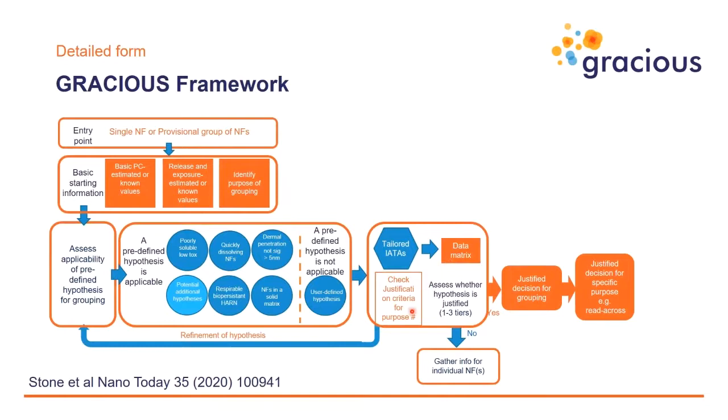The purpose defines the level of detail and certainty within the data matrix of the information that you have, and this impacts on the number of tiers that you might include within that data matrix for any of the specific endpoints measured. Once you have your data matrix, you can then assess the similarity of your nanoform members within the group, and then either decide to accept your grouping hypothesis, to refine your hypothesis, or to assess risk on a case-by-case basis.